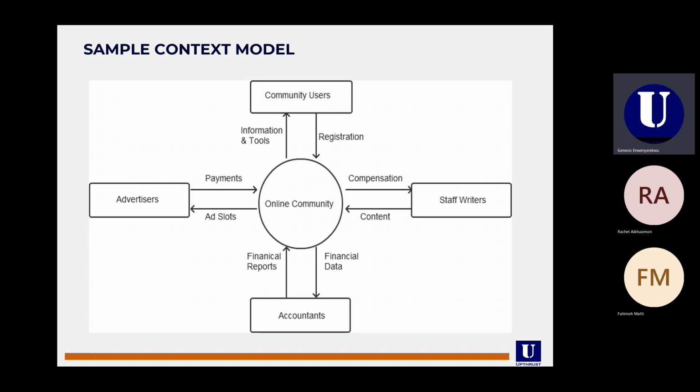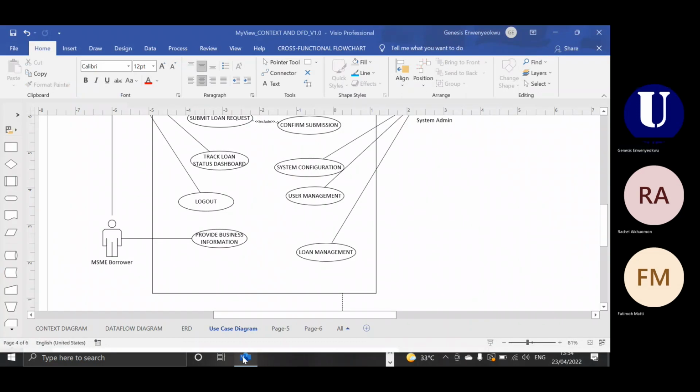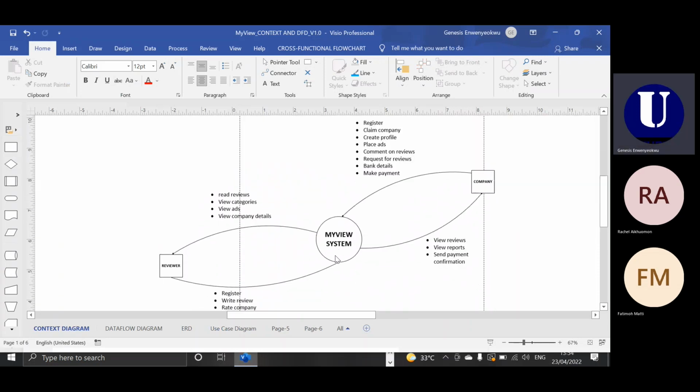So let's take a look at a very good example of a context diagram that I drew. This is for a product called My View. So this is a context diagram. My View basically has two major entities, the reviewer and the company, right? What sort of information will My View be sending to the companies? The information are reviews, reports, payment information. And what information will the company be sending to My View? Registration information, company information, profile, advertisement, bank details.